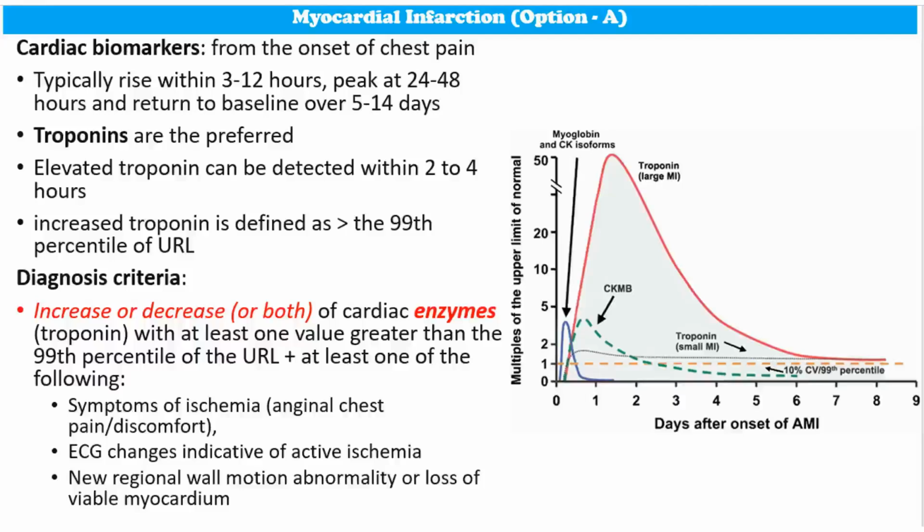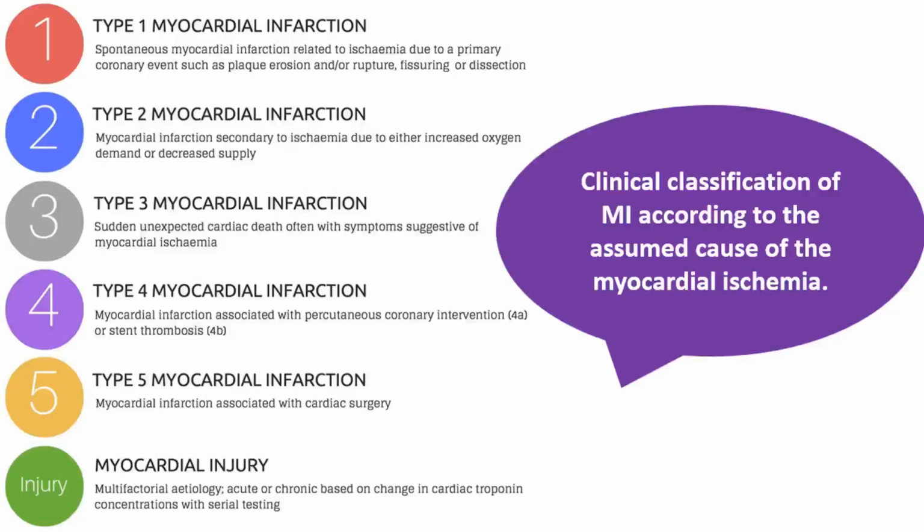The diagnosis of acute MI requires the increase or decrease, or both, of cardiac biomarkers, preferably troponin, with at least one value greater than the 99th percentile of the upper reference limit and at least one of the following: symptoms of ischemia, ECG changes indicative of active ischemia such as development of pathologic Q waves, new ST segment T wave changes or new left bundle branch block, or imaging evidence of new regional wall motion abnormality or loss of viable myocardium.